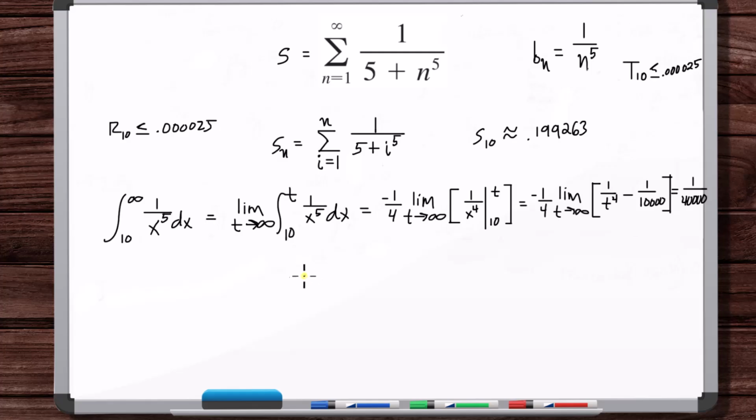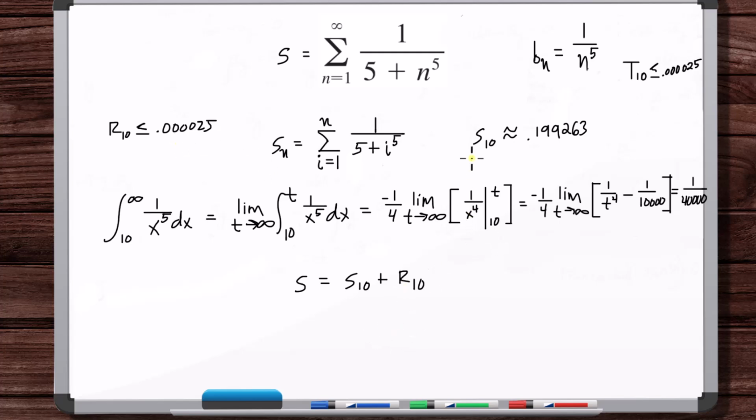We still might be able to improve the estimate here. So, okay, the infinite sum s is equal to s sub 10 plus r sub 10. This is an exact equality. If you don't know what this means, go back and watch the previous videos. So you say, well, there you go, add S10 to R10 and we'll get the sum. Well, no, we don't know what R10 is. We have an idea of its size. We know it's less than or equal to 0.0025.